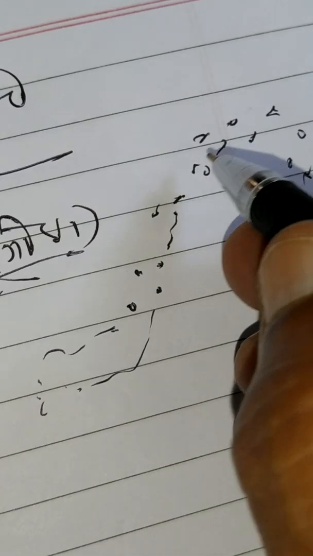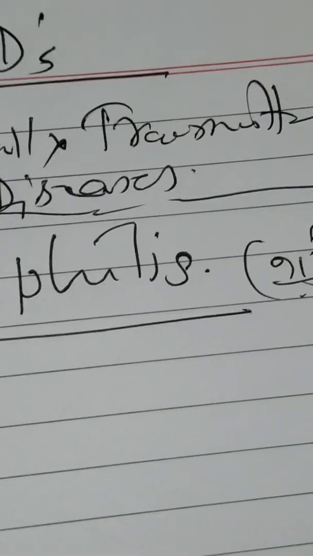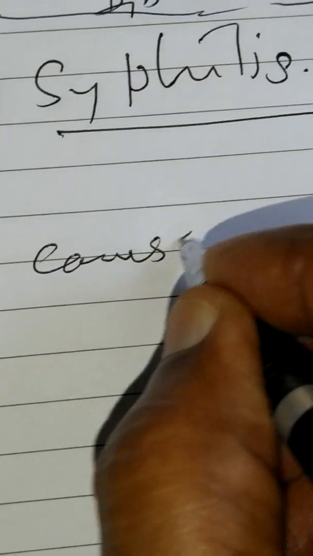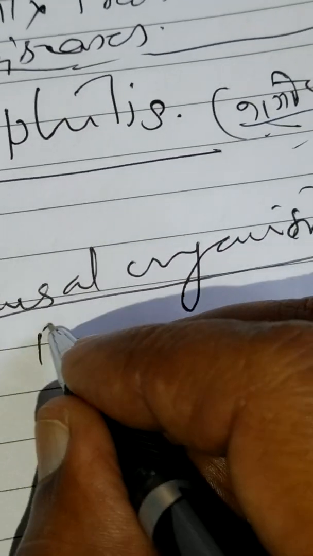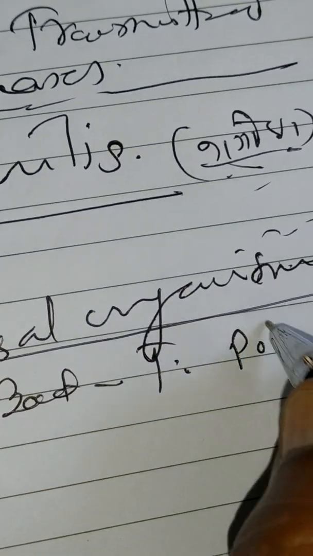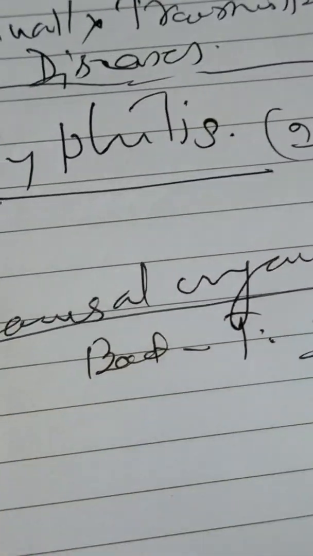Actually these are some pores or swellings or redness of the skin, which appear like a snake, hence the name. Syphilis is one of the sexually transmitted diseases. What we have to study in diseases is the causal organism. The causal organism for this is a bacterium, and the name of the bacterium is Treponema pallidum. It is the bacterium which causes this disease.